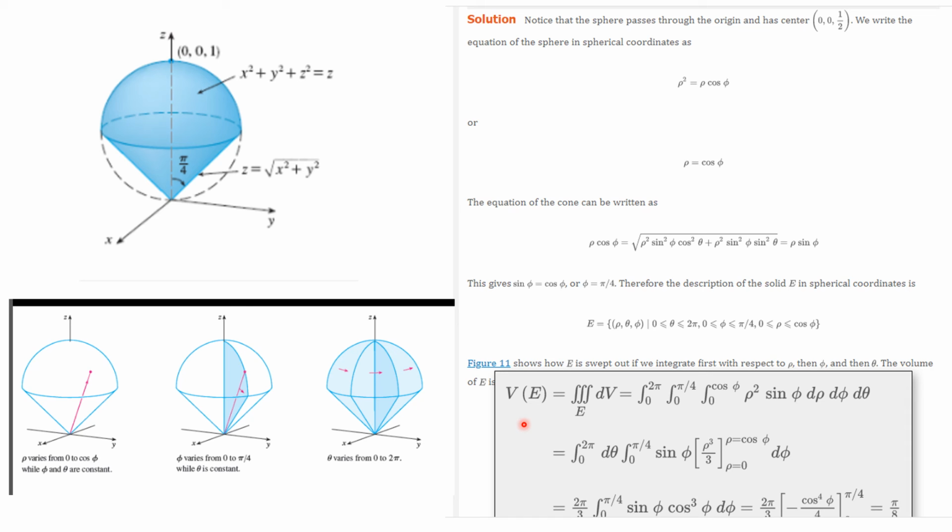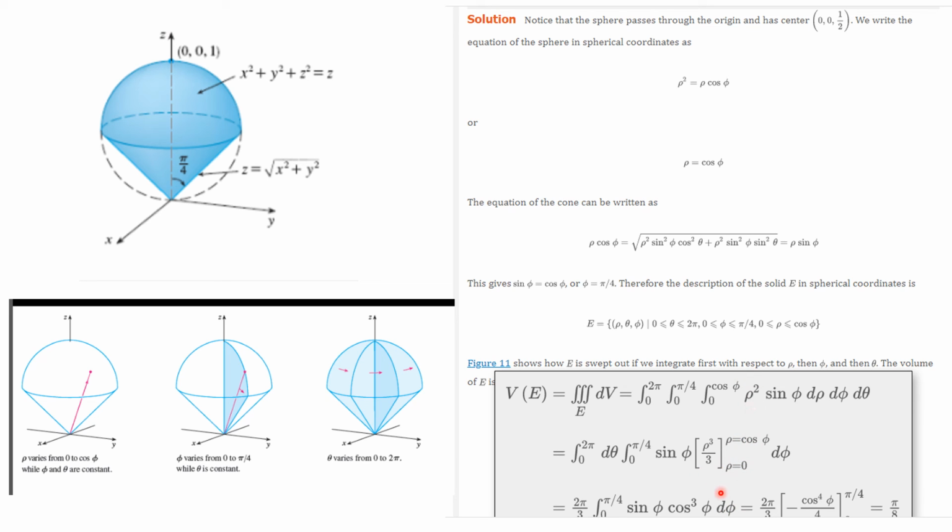The volume of that is going to be the integral of 1 dv. Now remember that the units don't match well, but actually this is going to give you numerically the volume. And so we put in those values. Now notice that here we are going to do d rho, d phi, and d theta. So that means when we're doing rho, rho is going to go from 0 to cosine of phi. So those are the limits here.